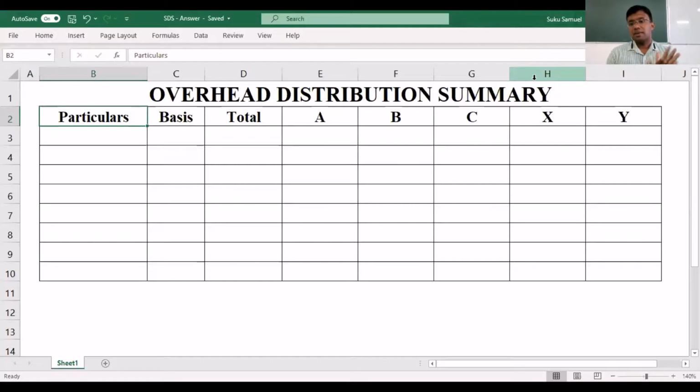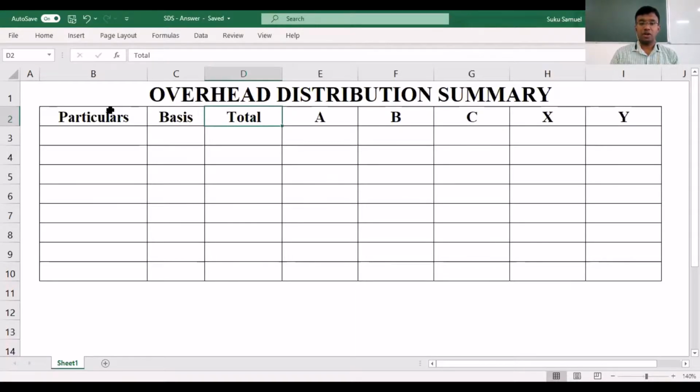Okay, now that we have the question in place, let us prepare the overhead distribution summary. To prepare it, we will have to prepare the format of the overhead distribution summary table. It's a very simple format. The first column is particulars, then you have basis, then you have total, then you have the 5 departments which are mentioned, which are A, B, C, X, and Y. I'll repeat the format: particulars, basis, total, A, B, C, X, and Y. And we would be using this table to go about with the preparation of the overhead distribution summary. So on that note, let us start off with the preparation.